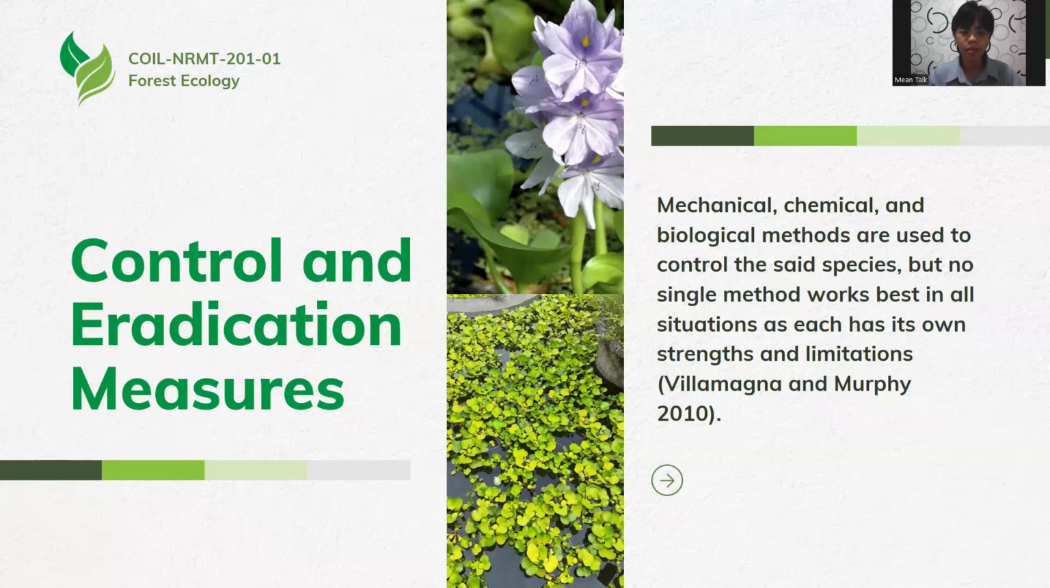Hello everyone, I am Mary Ann Kausapin, and this time I will be presenting the control and eradication measures of water hyacinth. So mechanical, chemical, and biological methods are used to control the said species, but no single method works best in all situations as each has its own strengths and limitations.